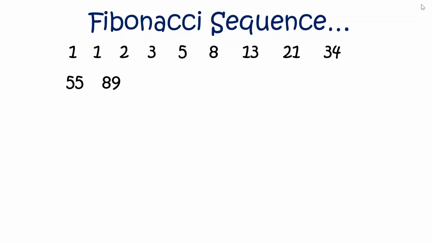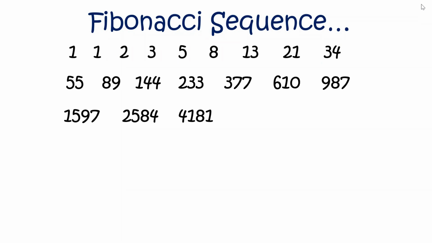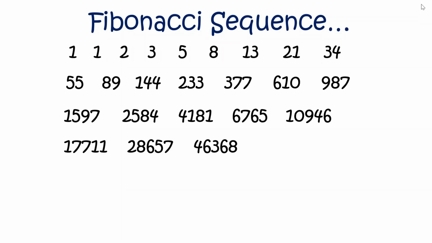So we can carry on adding the last 2 numbers together. 89 plus 144 is 233. 144 plus 233 is 377. And so on and so forth. And very quickly, these Fibonacci numbers get very, very big. Now we've got to stop somewhere. Now I decided to stop at these 2 last big numbers.